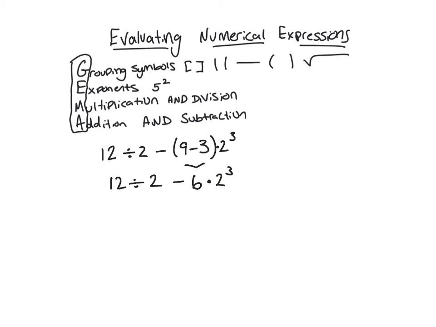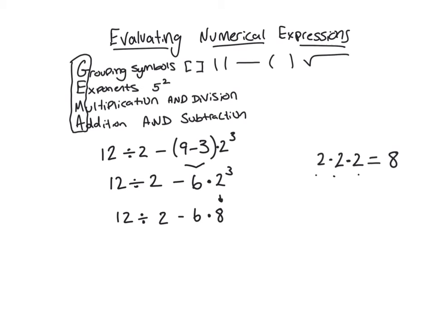So the next part of GEMDAS, since I don't have any more grouping symbols, is exponents. So I have 2 to the third right here. And so I'm going to figure out the 2 to the third. I'm going to write it out here. Make sure I know 2 to the third is equal to 2 times 2 times 2. 2 times 2 is 4. 4 times 2 is 8. Okay, so that 2 to the third changes to an 8. And then I'm going to copy everything else exactly as it was in the line before.